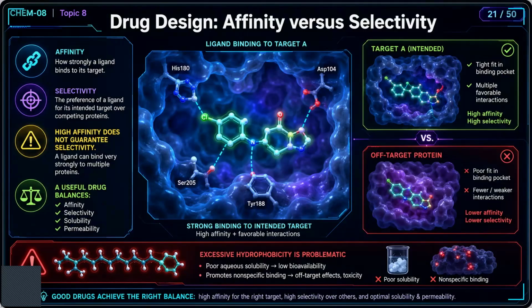And in drug design, affinity and selectivity have to go hand in hand. A target needs to have a tight fit in the binding pocket and favorable interactions. For example, have you ever had tonic water? It's bitter, but it's sweetened, so it's much more tolerable. Tonic water is fluorescent. What do you mean it's fluorescent?